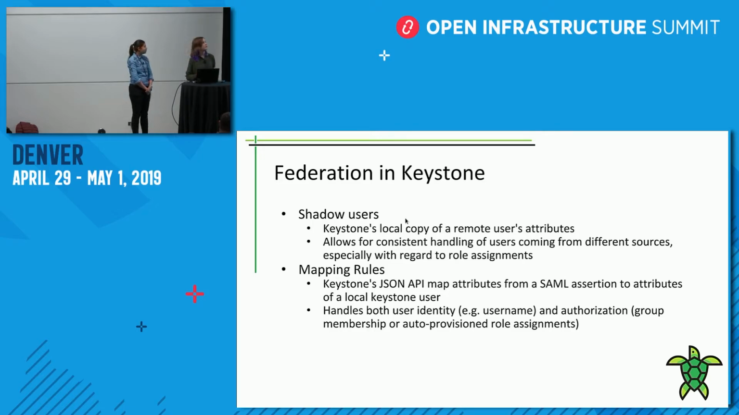And so a mapping is a set of rules that allows the operator to configure exactly what it means to translate these values from the SAML assertion into values that Keystone can understand. For example, translating a user's email address from a SAML assertion into a Keystone username. So it handles identity information like that, but also authorization information, like the user's group membership coming from the identity provider, or any other rules that help Keystone map this user to a set of roles and projects within Keystone. This is what this mapping API is for.